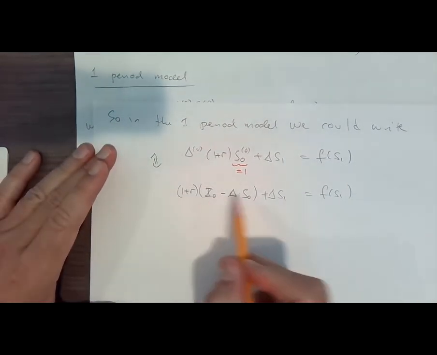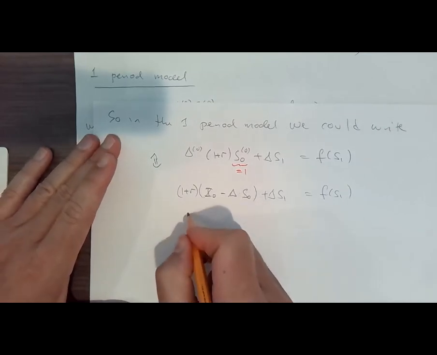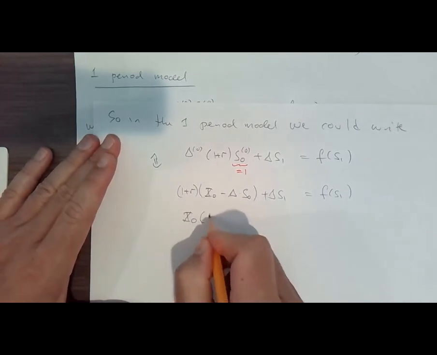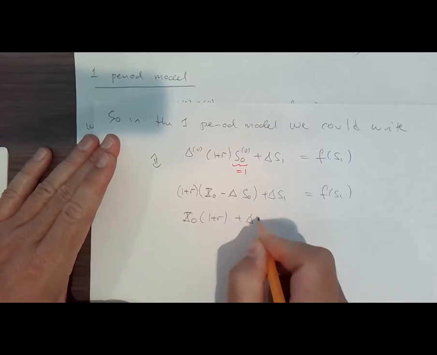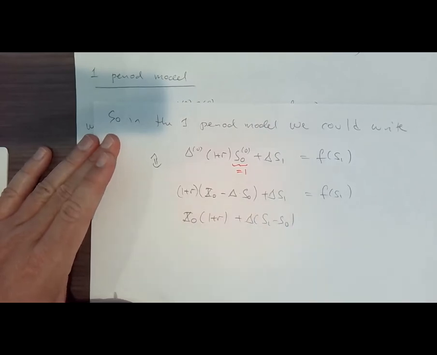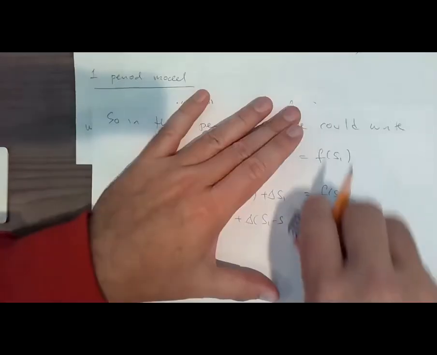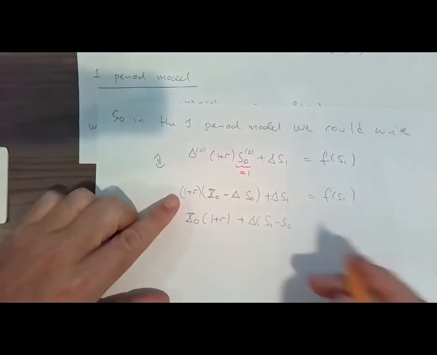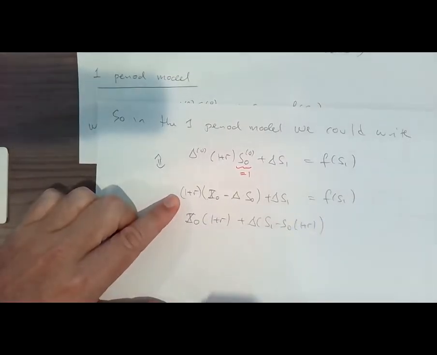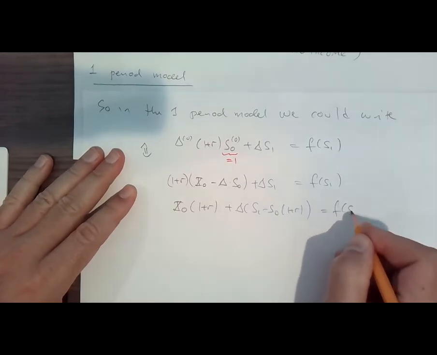And then you can combine the expressions as we did before. You'll have that this is x0 times 1 plus R plus delta times S1 minus S0 times, there's always this 1 plus R we have to remember out there, that this is equal to f of S1.